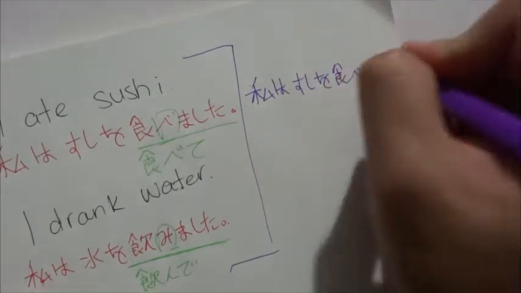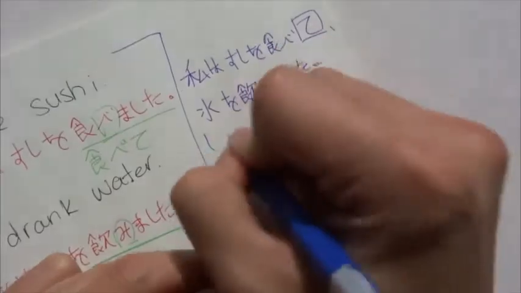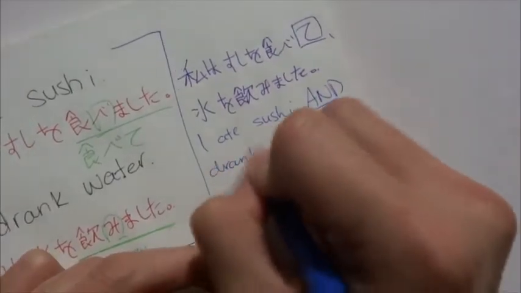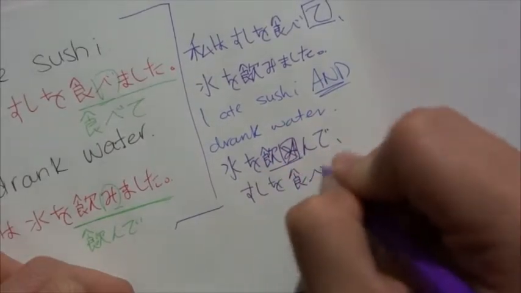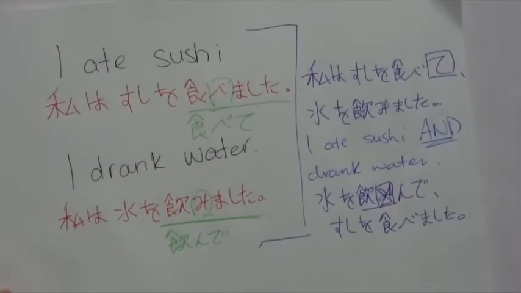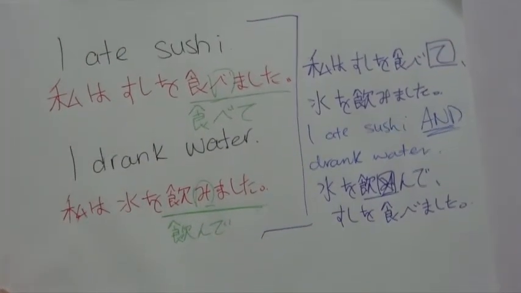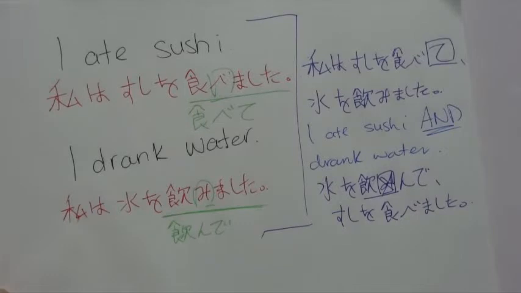Now let's combine the two together. 私は寿司を食べて水を飲みました. And now we have the magical sentence, I ate sushi and drank water. And of course, the opposite is also okay. So, 水を飲んで寿司を食べました.